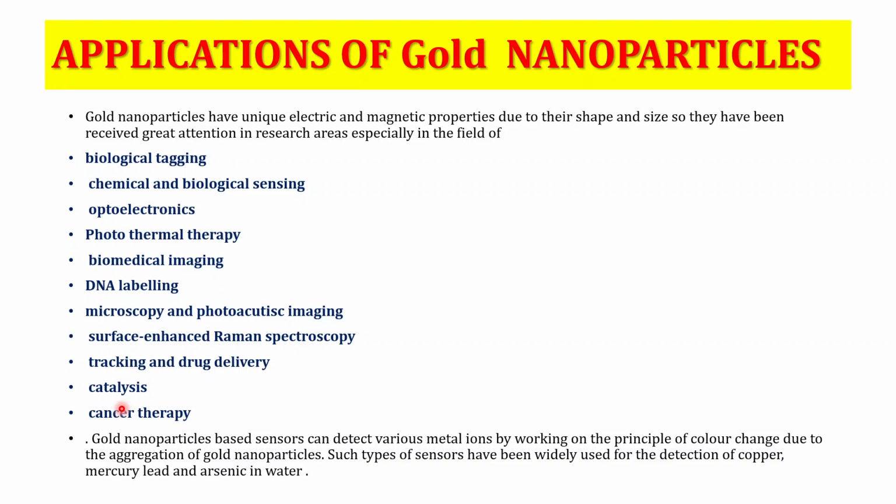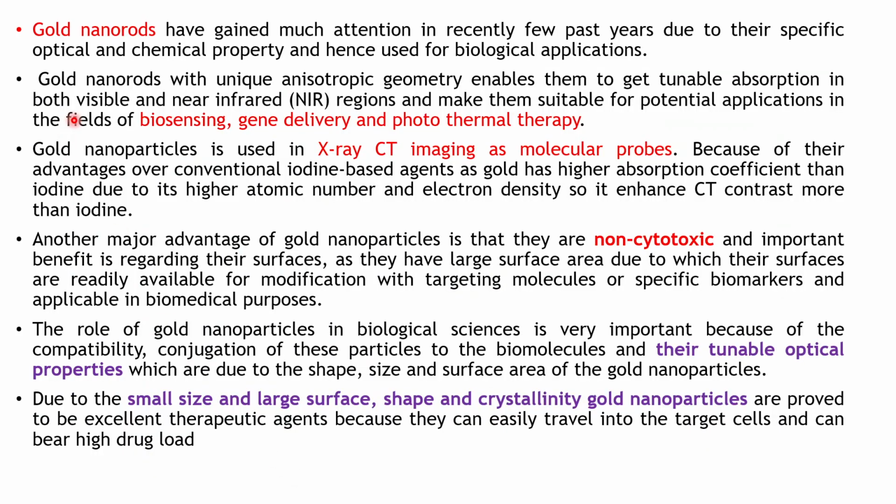cancer therapy, etc. Gold nanoparticle based sensors can detect various metal ions by working on the principle of the color change due to the aggregation of gold nanoparticles. Such types of sensors have been widely used in the detection of copper, mercury, lead, and arsenic in water, and the list goes on. We have already discussed there are many shapes of gold nanoparticles, and especially gold nanorods have gained much attention in recent years due to their specific optical and chemical properties, and hence are used for biological applications.